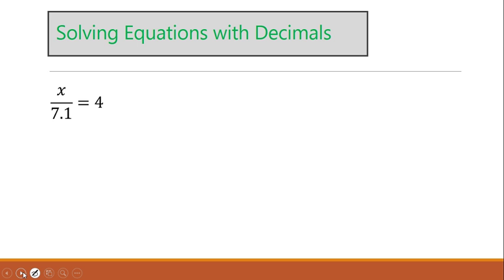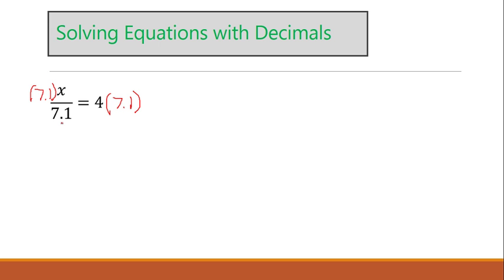So take a moment and think to yourself, what is being done to the variable x in this case, and how do you undo it? What do we need to undo? All right, so when we have a variable being divided by 7.1, to undo this division, because that's what that little bar means, it does mean divide, we need to multiply both sides by 7.1. We multiply this side by 7.1.